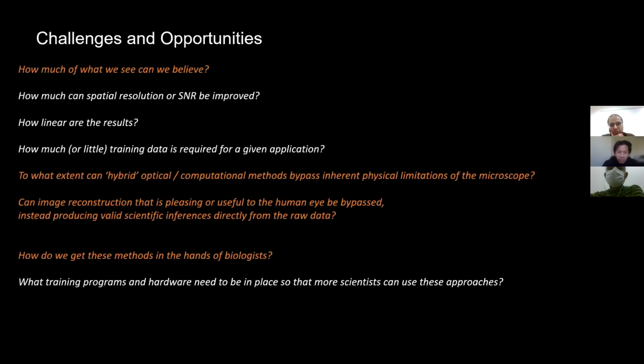But of course, there are challenges as well as opportunities. And the number one challenge to solve is how much of what we see can we believe? This is fundamentally an ill-posed problem, so there are a family of solutions, and exactly how much you want to believe the solution probably depends on the task at hand. From the technical perspective, the question is how much can spatial resolution or signal to noise ratio be improved? I've touched upon that from a microscopy, an empirical perspective. But it would be great to have better theories that can better predict this for a given task. Of course, the other practical question is how much or how little training data you might need.